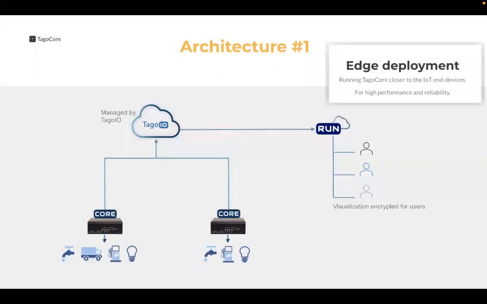And here, just circling back to the architecture section, we have a first architecture. So this is just a sample of an architecture that you can build with TagoCore. In this scenario, we have TagoCore running on an edge computing station. Devices are sending data to TagoCore, and then both of the TagoCore instances are sending data to TagoIO, and TagoIO is forwarding this data to TagoRun.